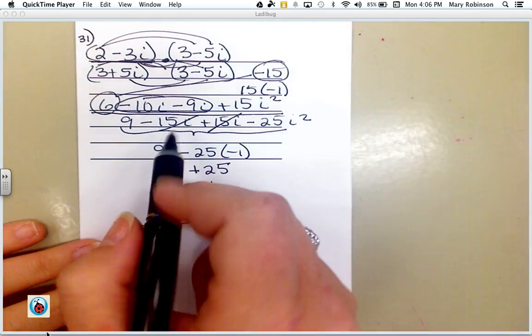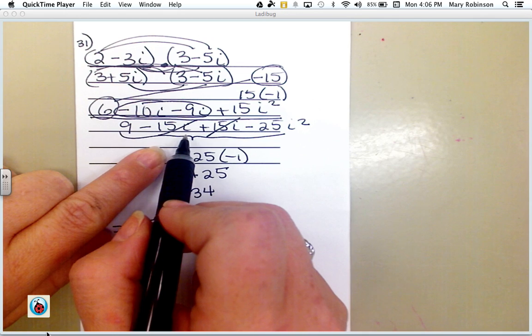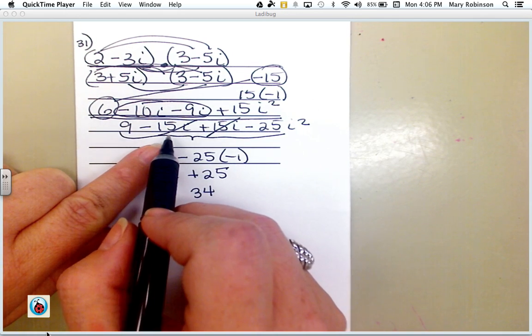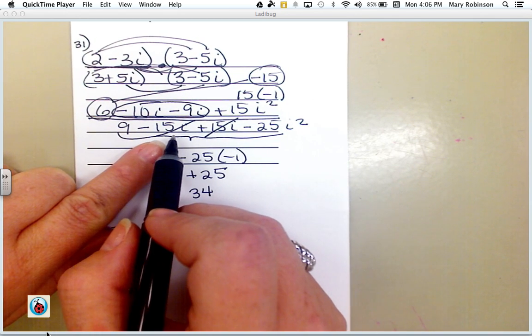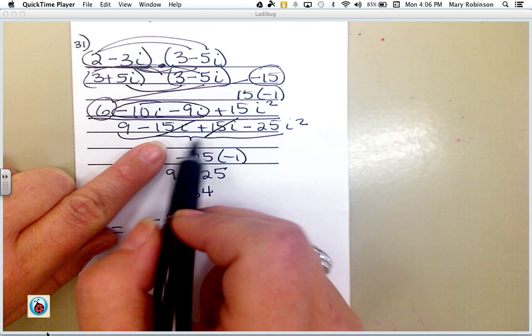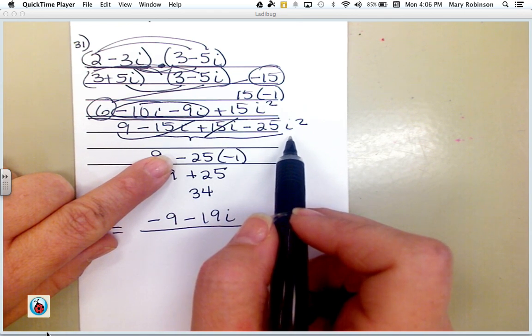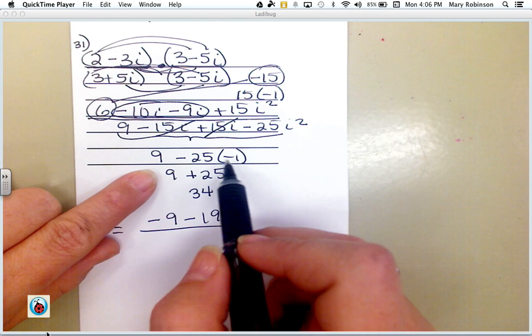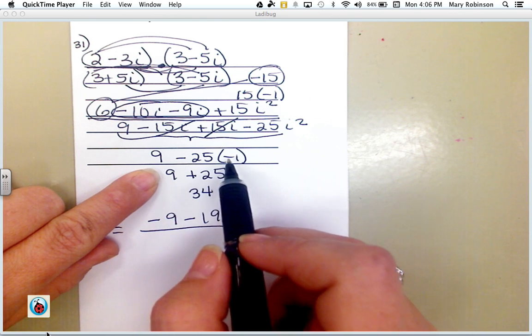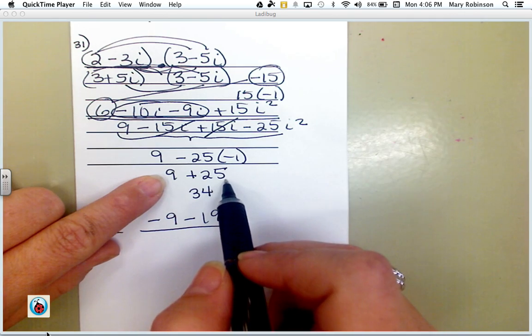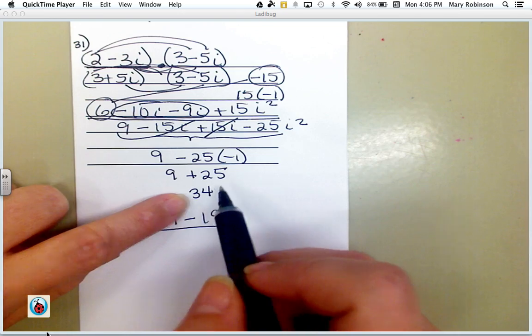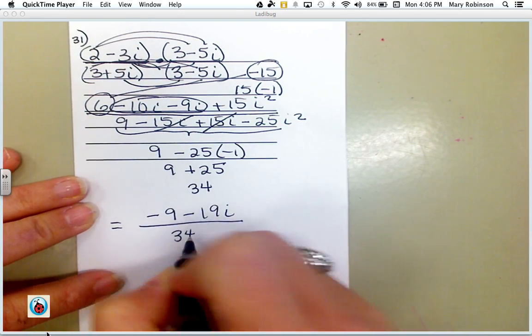On my bottom, notice that when I double distributed, I ended up with opposite terms, meaning a negative 15i and a positive 15i, which then will cancel. Negative 25 times i squared, where i squared is negative 1. Negative 25 times negative 1 is positive 25. Add the 9, and we get 34. So our denominator is 34.